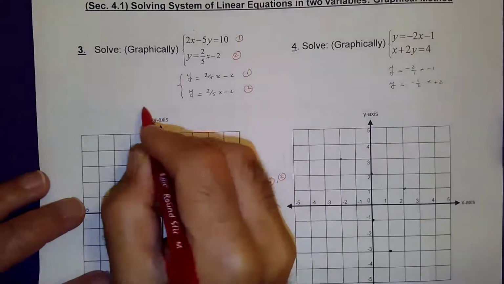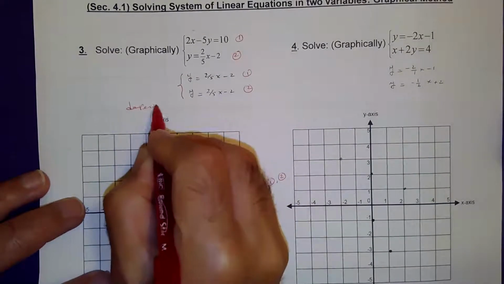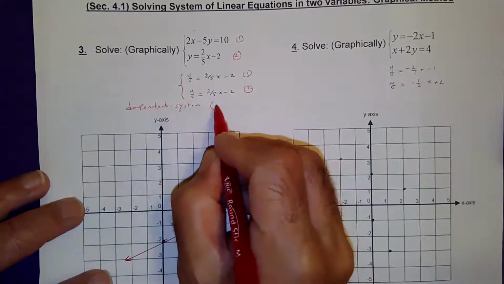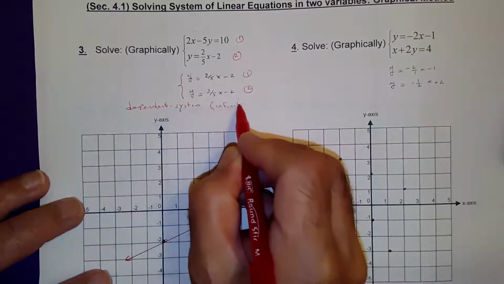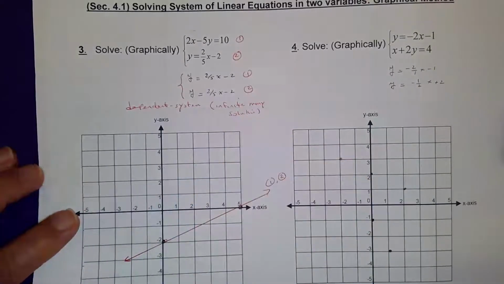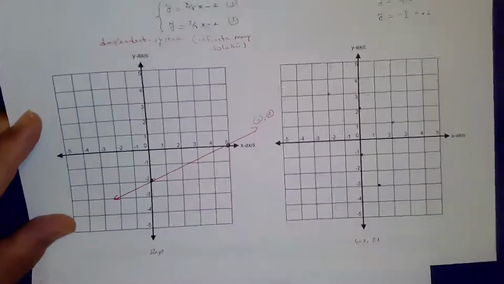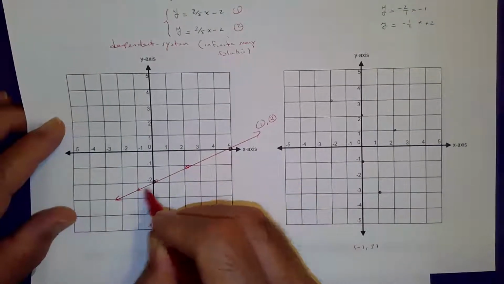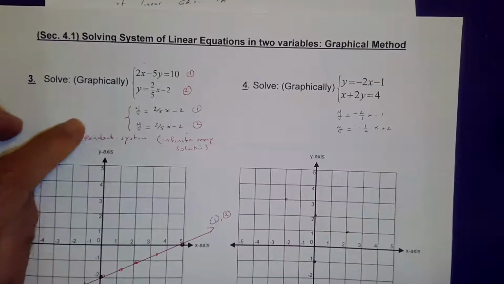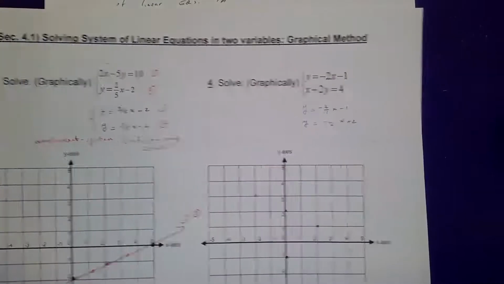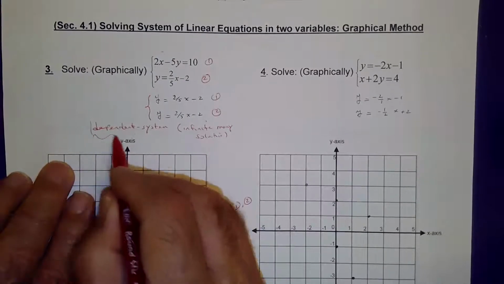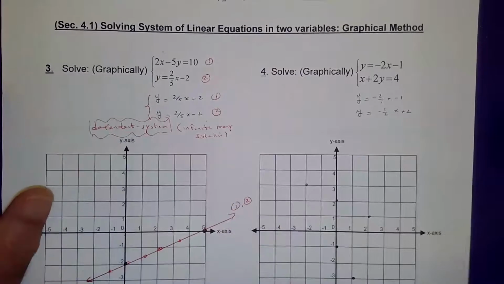So in this case, we say the system is called dependent. So we have dependent system. And we have what? Infinitely many solutions. That means we have millions of solutions. Where are those solutions? Any ordered pair you select on this line would serve as a solution to the system. So the system is called dependent. So in cases like this, just write the final answer as what? A dependent system, that's all.